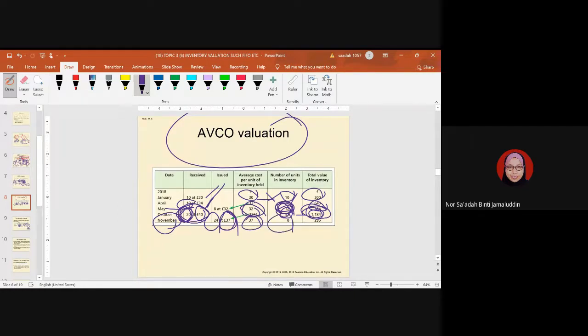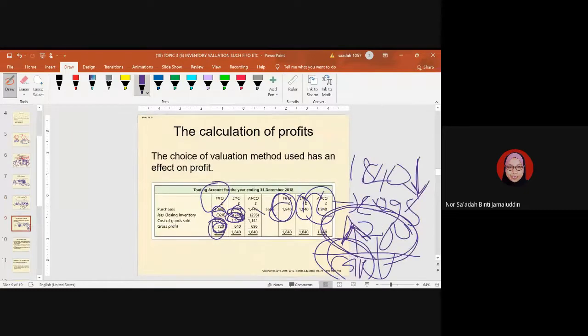This is our baki. So tadi dapat 32, tolak 24, kita keluar. The balance of our inventory in units is 8, and the total cost of our remaining inventory is 296. This is our cost of inventory. Here, put your closing inventory here, and then you will get the cost of goods sold.